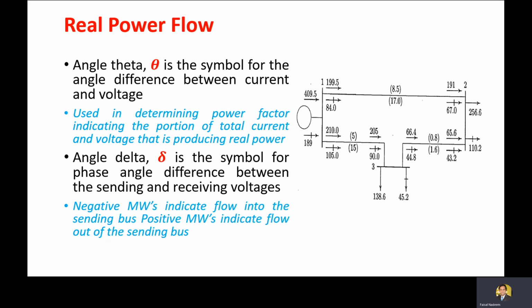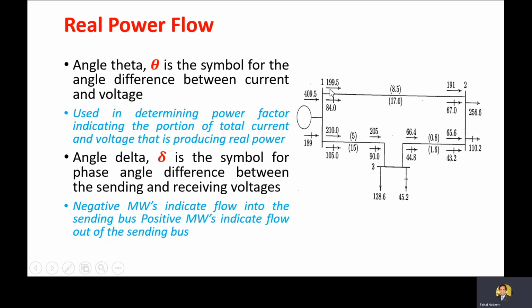Whereas angle delta is the symbol for the phase angle difference between the sending and receiving end voltage. Negative megawatts indicate flow into the sending bus, whereas positive megawatts indicate flow out of the sending bus. So if you can see here, these are the megawatts and these are the watts flowing on the line. Again, this arrow represents the megawatt flow on the line, and this arrow with the dashed line on it represents the watts flowing on the line.